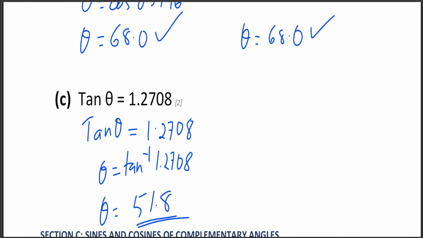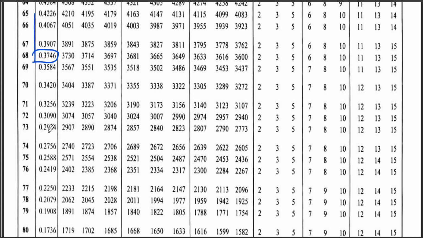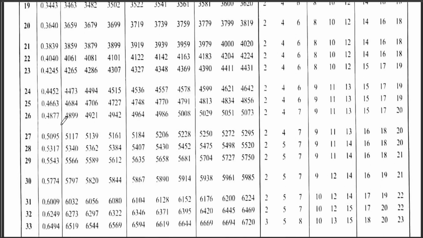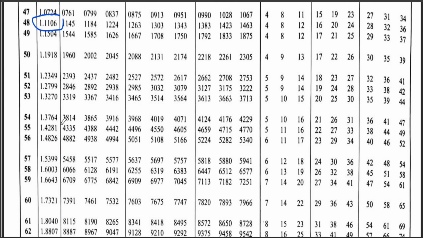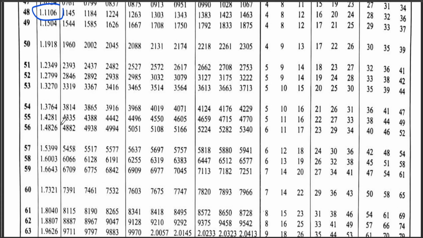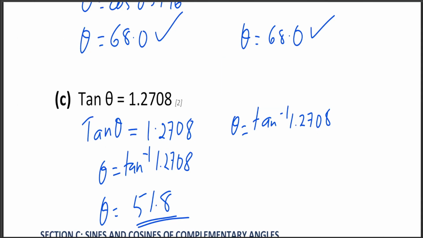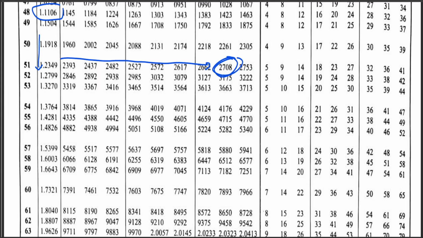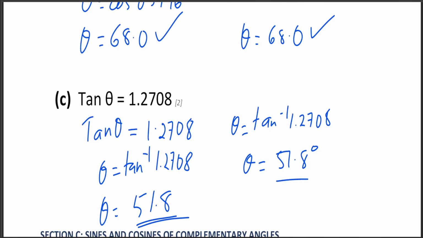51.8. So using the same thing, theta, here using tables and inverse of 1.2708. So njoo hapa, 1.2708, washuka mpaka upate 1.2708. Uko na kitu hapo 1.2349, 2708, shuka nenda hivi, so umepata, that gives you 51.8 as well. So theta yetu ni 51.8 degrees. Remember hapa hii ni 8, hii ni 51, so ni 51.8 here. So that is your answer.